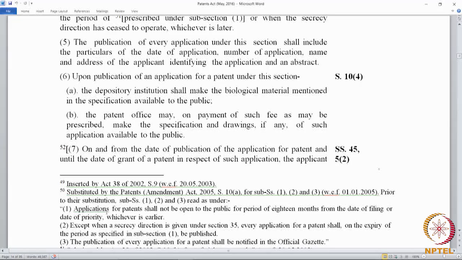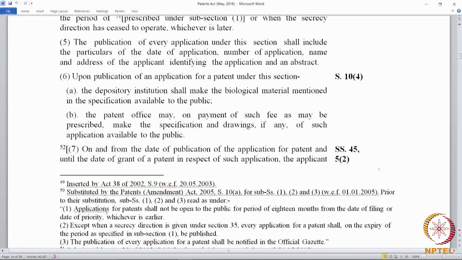B, the patent office may, on payment of such fee as may be prescribed, make the specification and drawings, if any, of such application available to the public. Now, the corresponding provision you saw in section 43(2), where we saw the application, specification and other documents related thereto shall be open for public inspection.